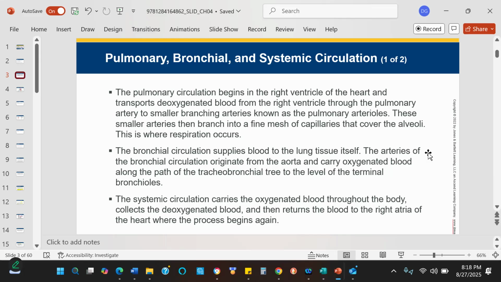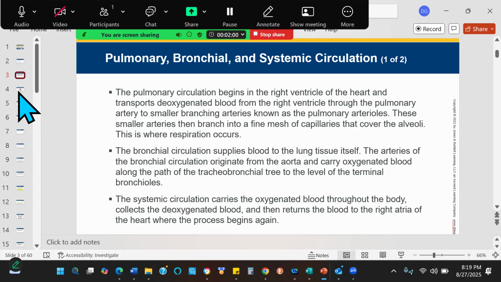Systemic circulation carries the blood through the body, collects the deoxygenated blood, and then returns it to the right atria. And the process begins again.